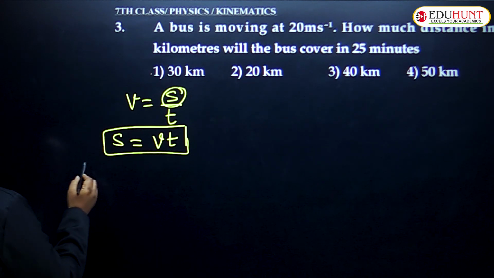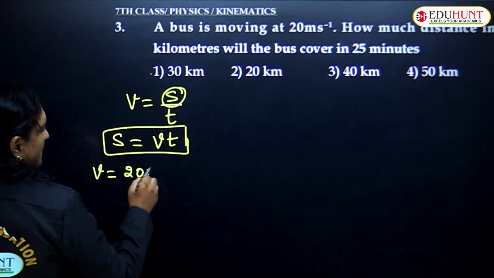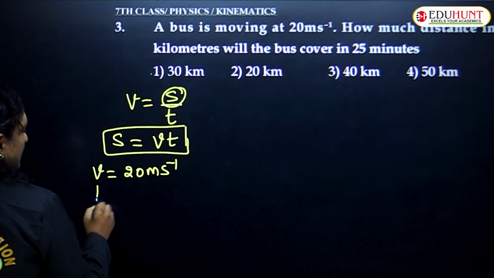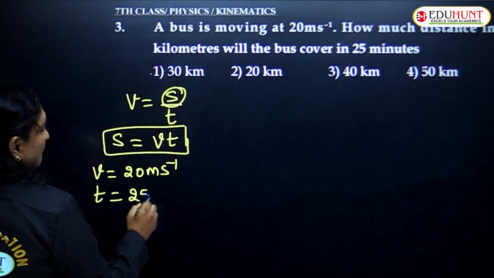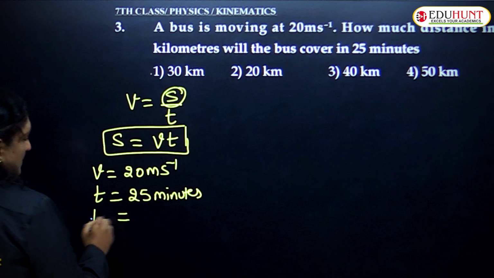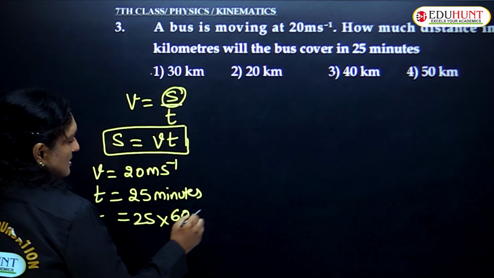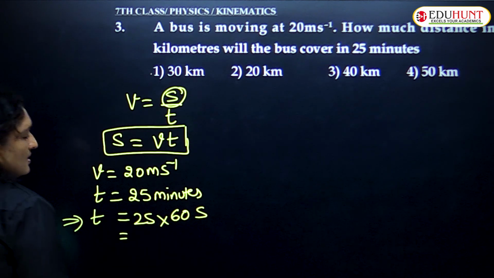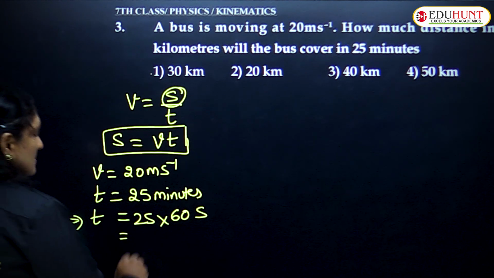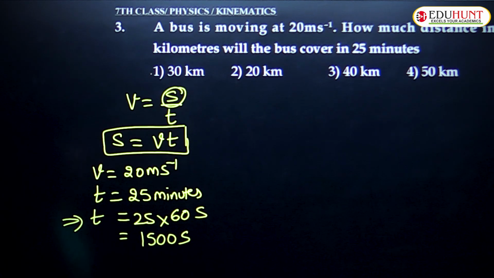What are the given values, children? Speed, how much is the value of speed? 20 meters per second, whereas time T is given to be 25 minutes. But we need to convert these 25 minutes into seconds. Therefore, T equals 25 into 60 seconds, since 1 minute is 60 seconds. So, 25 into 60, how much is that, children? Yes, it is 1500 seconds. So time is given as 1500 seconds.